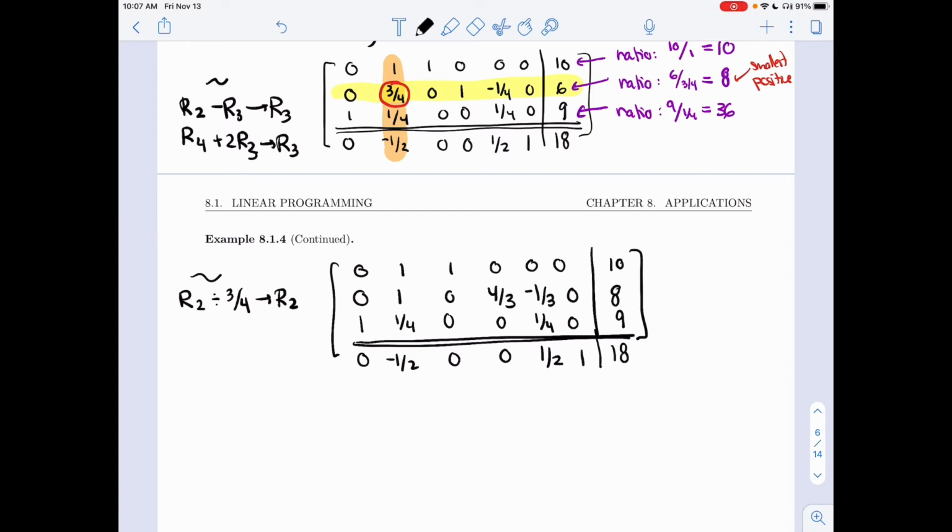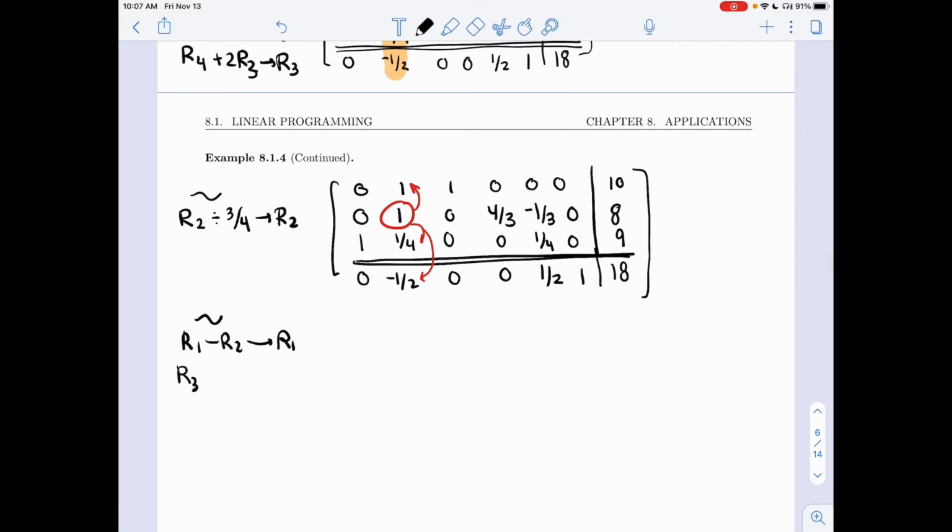All right, so we're halfway through our pivot. Now we need to clean the column using that one. So I'm going to get rid of the 1 on top, the 1/4, and the -1/2 by using row operations. I need to use my pivot entry to do this. So the operations I'll need are row 1 minus row 2 into row 1, row 3 minus a quarter of row 2 into row 3, and row 4 plus a half row 2 into row 4.